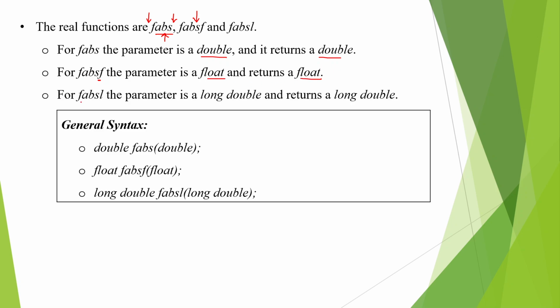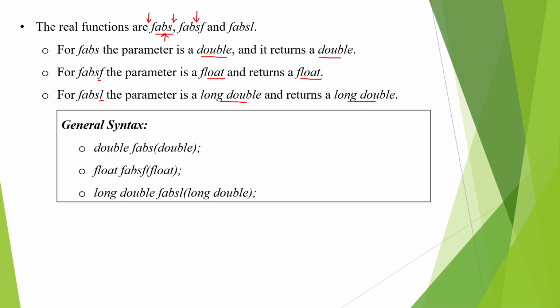Then floating point absolute for long double. Here when you have L, this L indicates long double. Floating point absolute for long double takes the parameter long double and returns a value as long double only.